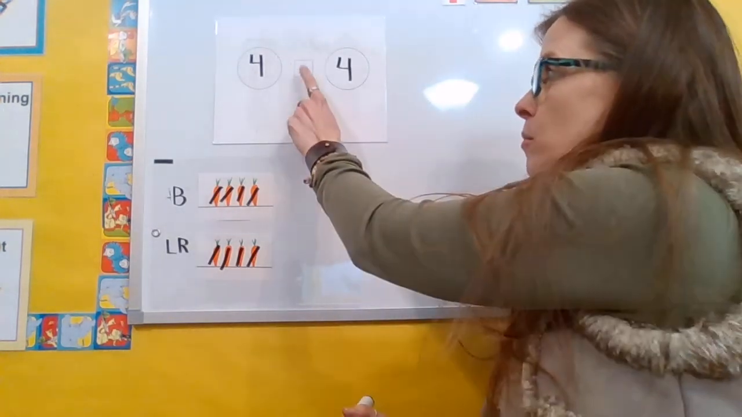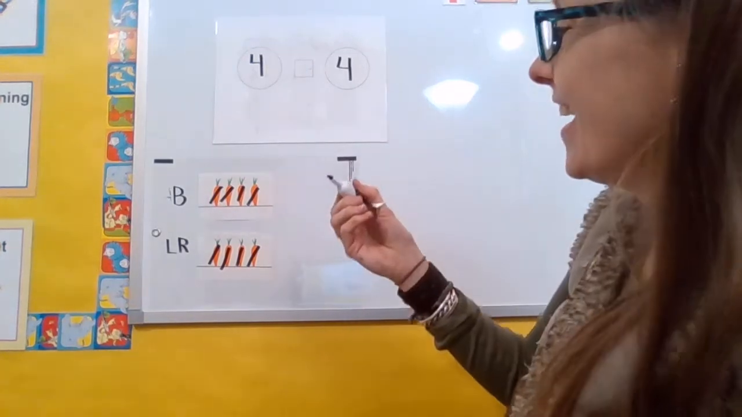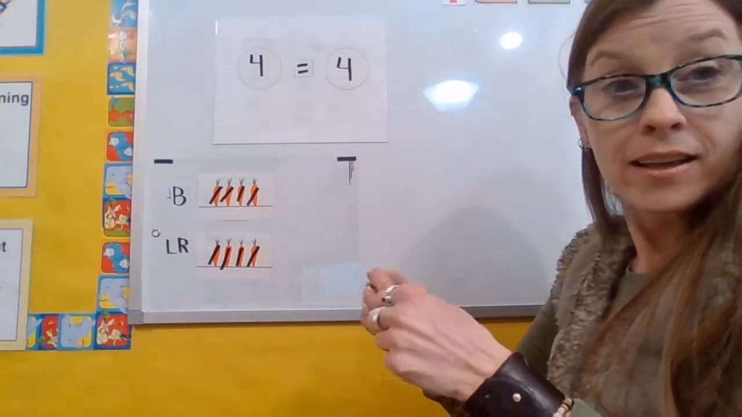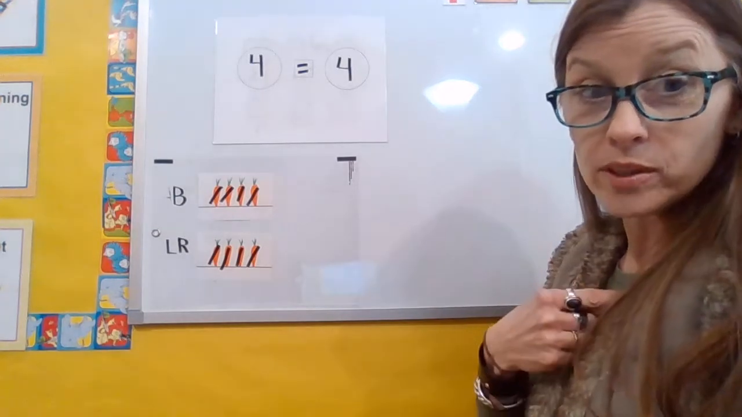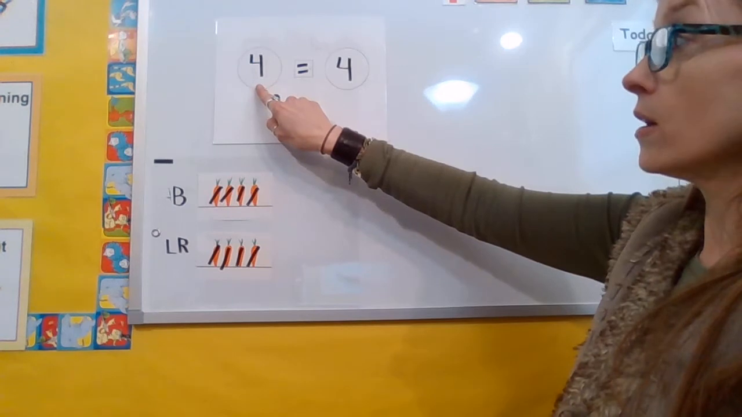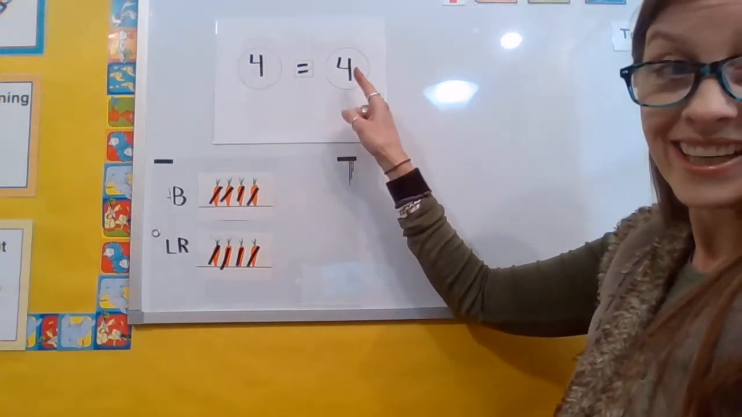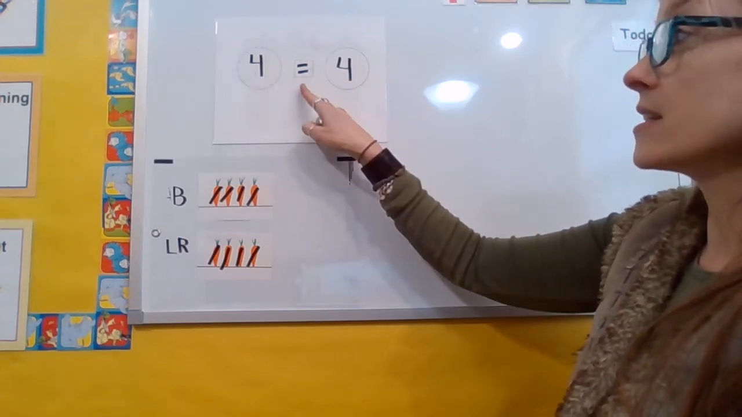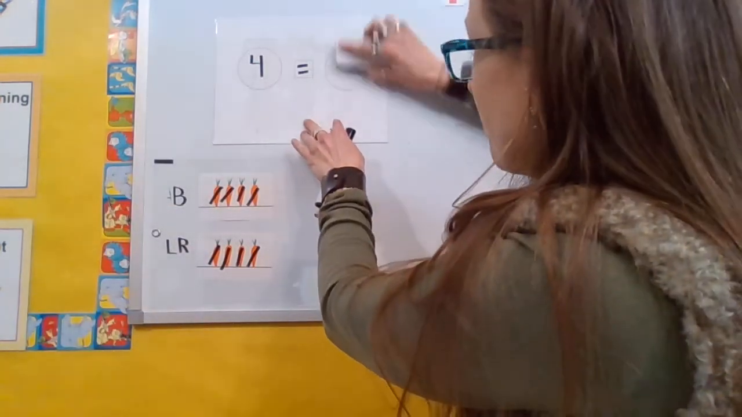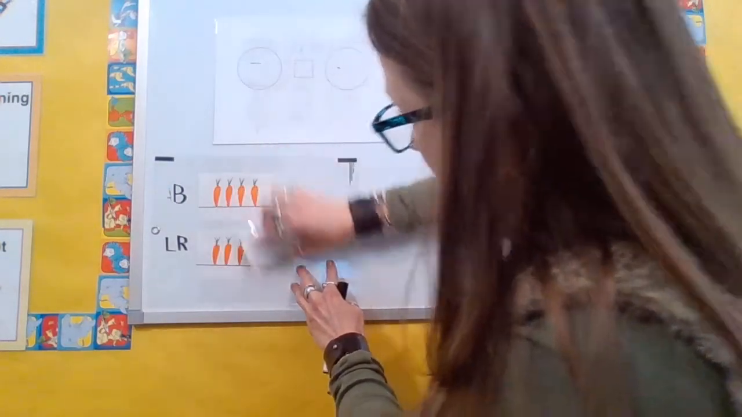So if they're the same, what symbol goes there? Yes, equal. I heard you say that, smart level 3 kids. So can you help me read it? I'm going to read it first, and then you read it afterwards. Ready? 4 is equal to 4. Your turn. Get ready? 4 is equal to 4. You all are so very smart. Look at that. Oh, well, let's see what happens next.